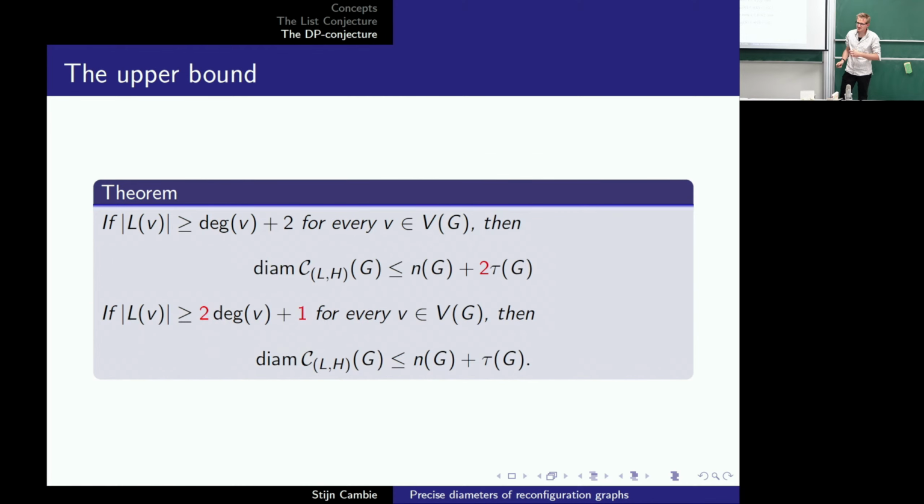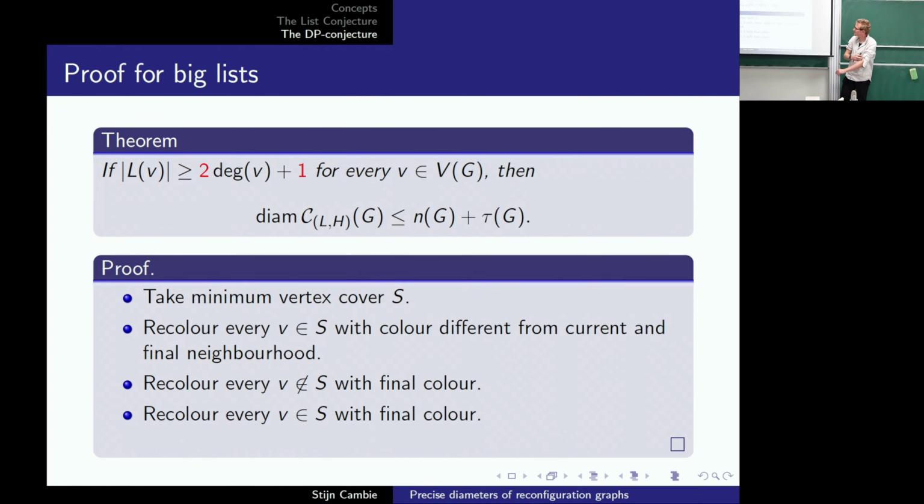Okay. And as I mentioned, we can prove two analogous statements which are sharp up to a factor 2. We can prove that n plus 2 times tau is an upper bound, similar to the proof before, well, somewhat similar. And we can prove it if the lists are larger, so 2 times the degree plus 1. Okay, so with the right form, I want to end with the idea of the proof of that case, since in this case the proof is actually easier than in the list recoloring conjecture, which is maybe surprising.